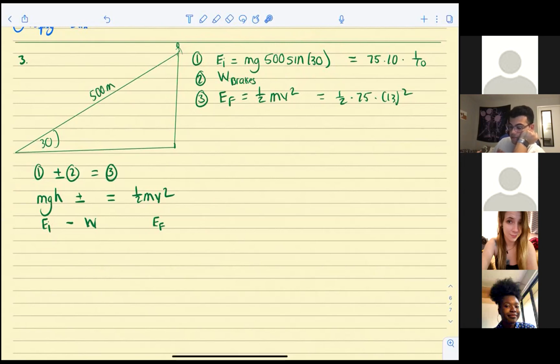But yeah, what I would do is I would say, well, there's some energy at the beginning. It's only gravitational potential. There's some energy at the end. It's only kinetic. I need to do some work to slow it down. Okay, yeah, thank you.